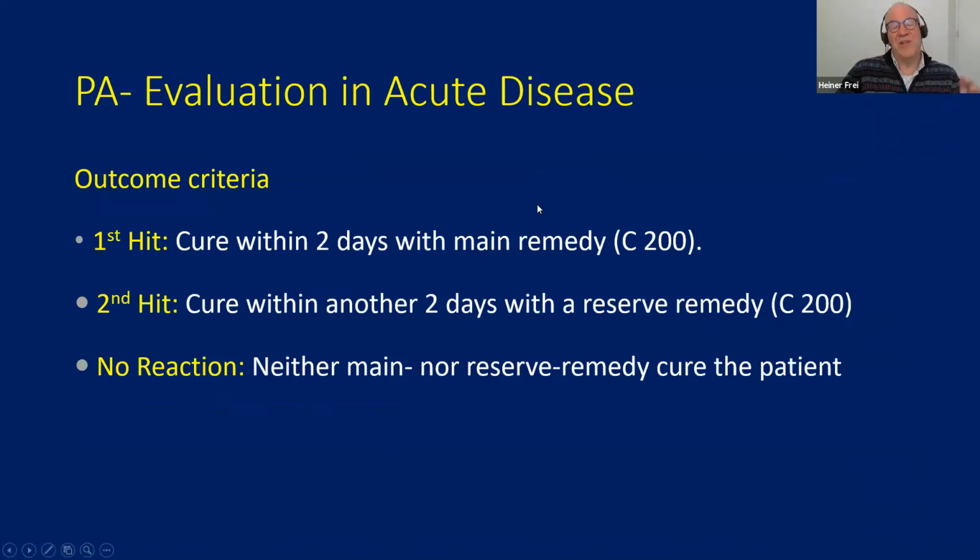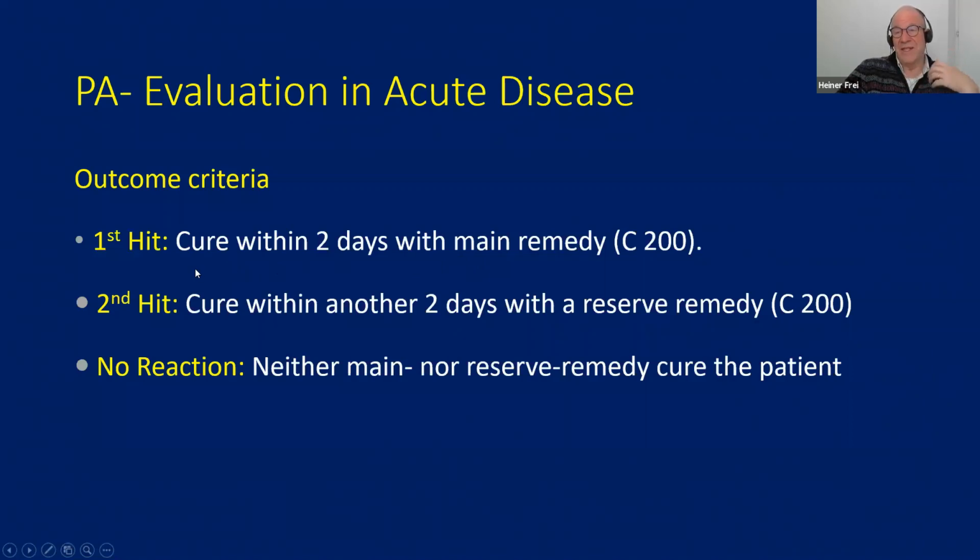Then we introduce a new method into homeopathy. It is very important to evaluate it, to see if the results of this new approach are better or worse than what we did before. And to do an evaluation, you have to define outcome criteria. Our outcome criteria have always been the same. We look at first hits. In acute disease, that means a cure within 2 days with the first remedy we gave to the patient.